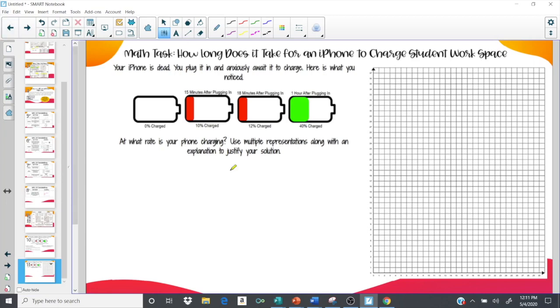So at this point, you're going to try the math task on your own. When you finish your math task, head over to Dreambox and complete 2 Dreambox lessons. Okay? This math task will be discussed in the next lesson.